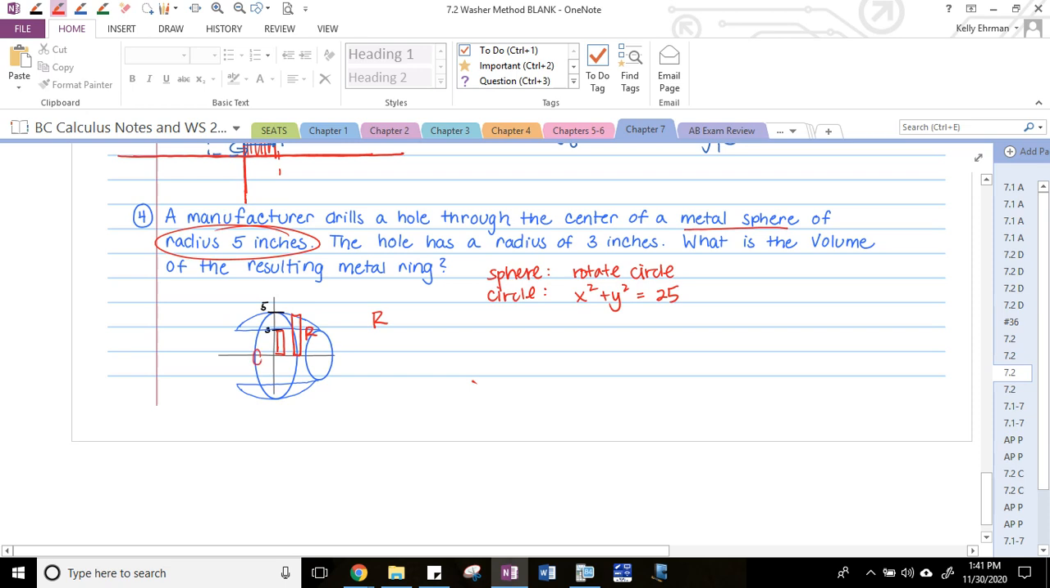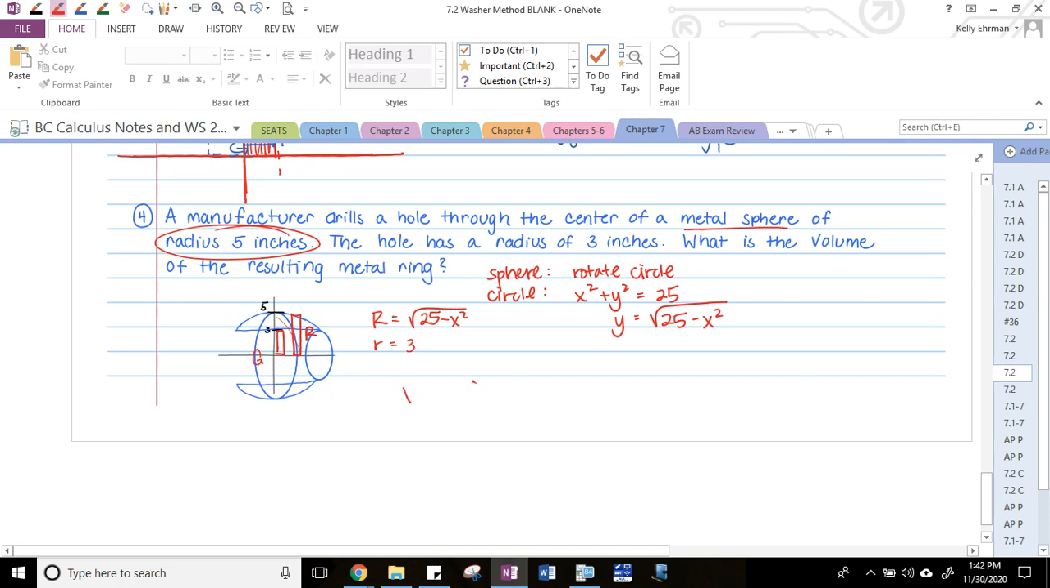Well, let's just say we're rotating it around the x-axis. So if I want things to be vertical, I need to solve my circle equation for y so that I can get it in terms of x. And again, I'm talking first quadrant, so I chose a positive square root. So that big R is the square root of 25 minus x squared. Now little r is fixed. We have a hole with a radius of 3 inches, so it is 3 no matter what. That doesn't vary throughout the sphere.